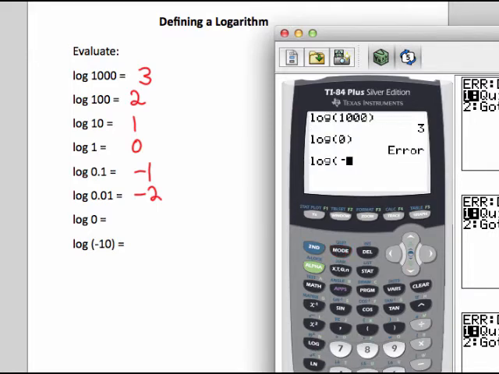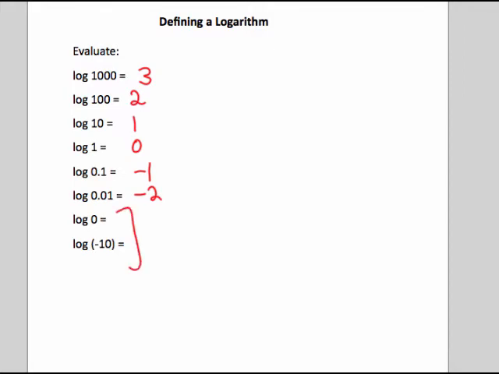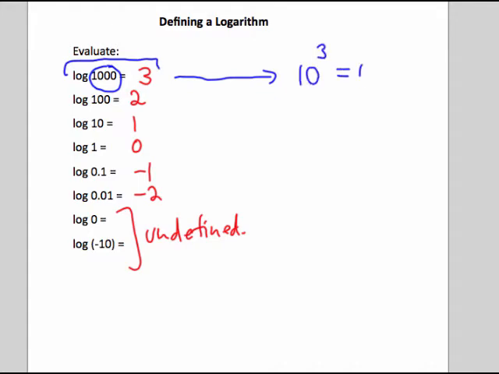Let's try log negative 10, and that is also undefined. Again we will figure out why that is, but just as a starting point, you might notice that the numbers I've picked all have something to do with a base of 10. And the way a log actually works is that in the case of this log, I can think of this as being a rewrite of an exponential form of 10 to the third is 1,000. Okay? A log is just a different way to write an exponent.